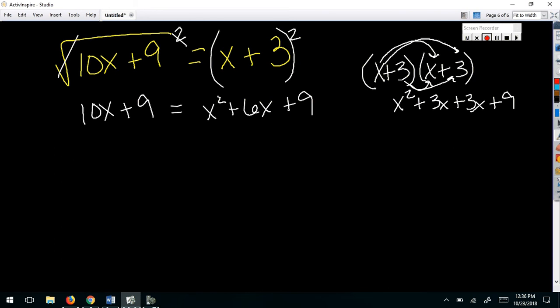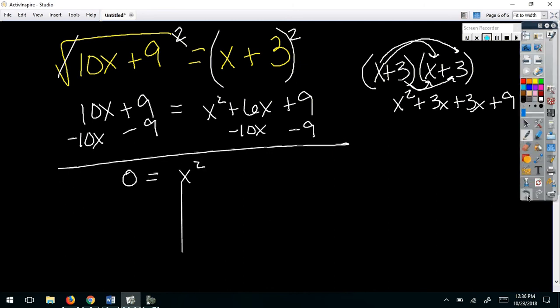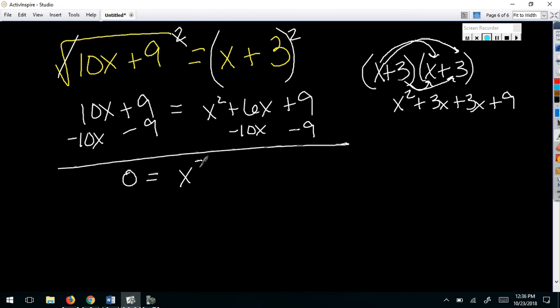Cancel out your 9s. Get rid of that. Minus 6x. So it's x squared minus 4x. It must equal 0. I have 0 equals x squared minus 4x, and then the 9s are gone. This is an easy one.